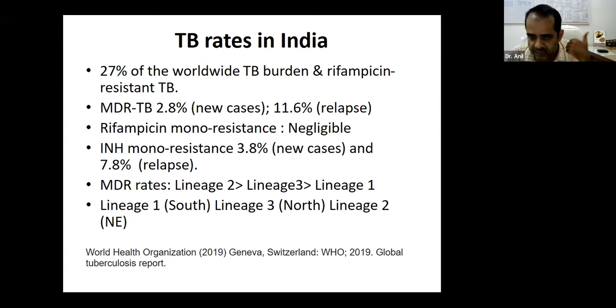You will have to do a phenotypic DST, or you have to do a whole genome sequencing. If you identify the lineage also, it makes some sense because MDR rates are higher in lineage 2 when compared to lineage 3 when compared to lineage 1. Lineage 1 is in South India, lineage 3 is in North India, lineage 2 is all over India, but in lesser numbers. So that is how the lineage distribution is there, and how the prevalence of MDR and lineages.